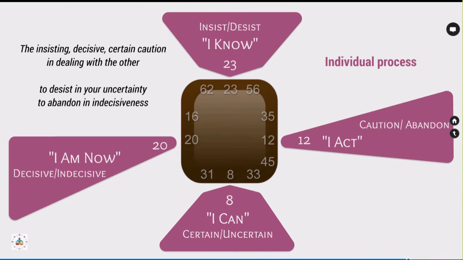Okay, so here's an example. How can we keynote all of this together? The insisting, decisive, certain, caution in dealing with another. To desist in your uncertainty, to abandon in indecisiveness. All of that is correct. You can keynote weave these words now to add on another layer of what you're looking at when you're working with people's charts, because this is the frequency.